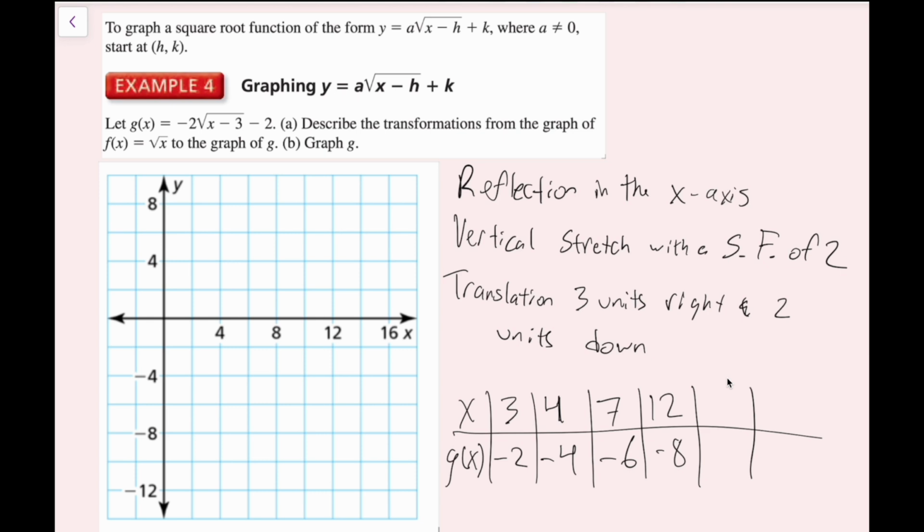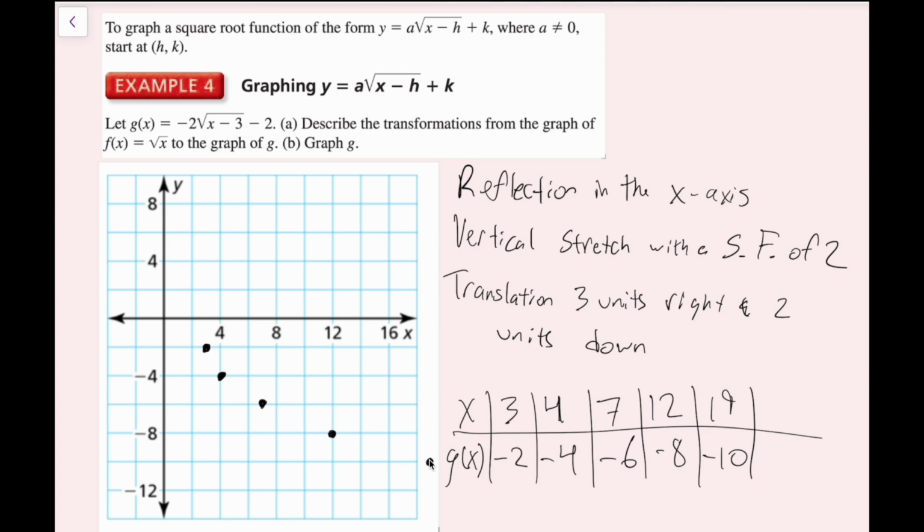So 3, -2. It's right here. And then I have 4, -4. Then I have 7, -6. And then I have 12, -8. And we can kind of tell that the next value would be 19, -10. And on this graph, this is 18. And then if I looked over, 19, -10 would be right there. So I'm going to put it here, but you don't have to because it's technically off the graph.